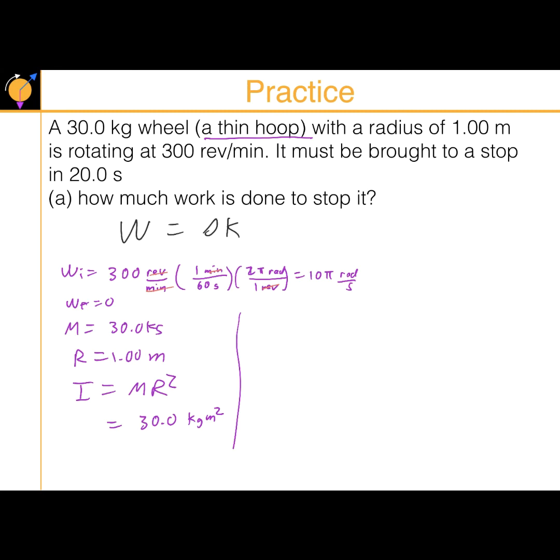So the work required to do this is going to be K final minus K initial. K final is 0 because it stops. It's at rest at the end. So we just end up with minus 1/2 I omega initial squared. And when I plug in everything, I get that I need to do about minus 14,800 joules worth of work to stop this wheel from turning.